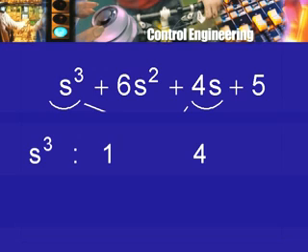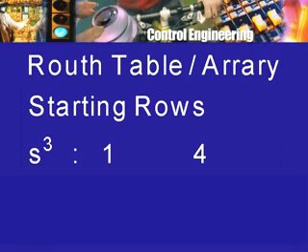This is the English punctuation symbol read as colon. Instead of that, of course, you can draw a vertical line if you wish. So, I am going to write here s cube colon, and what I am going to write are not the two terms s cube and 4s. So, the polynomial is actually s cube plus 4s, but what I am going to write is simply the coefficient of the s cube power, which is 1, and the coefficient of the next lower odd power, which is 4.